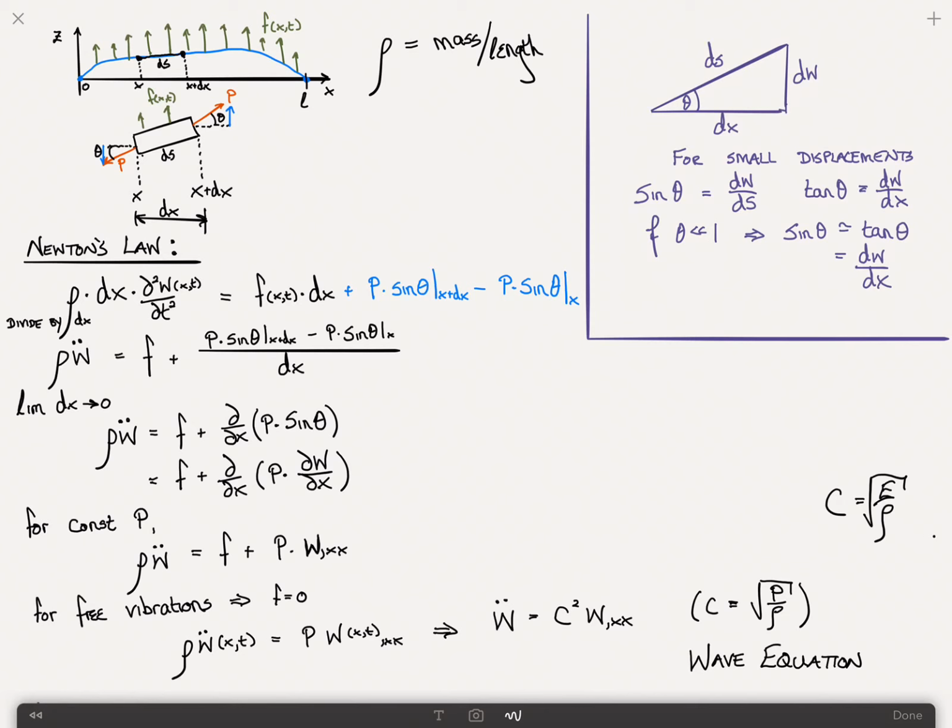So what this is telling us is the tension p kind of acts like a stiffness. What am I trying to say here? Well, the string itself has no stiffness. It's kind of like a wet noodle. What gives the string some stiffness and what allows it to vibrate is the fact that there's tension.